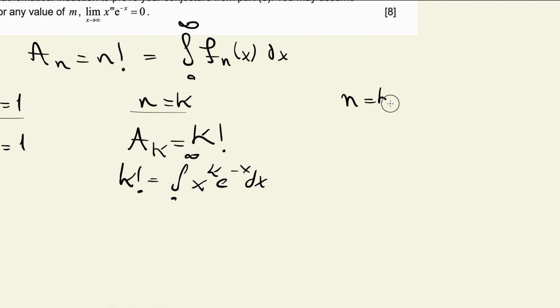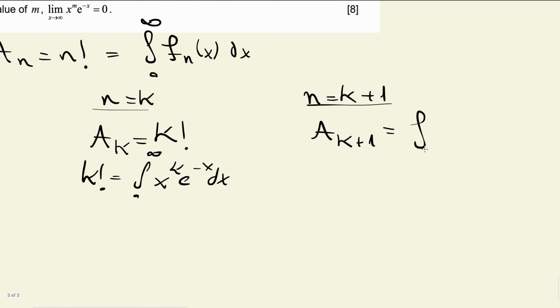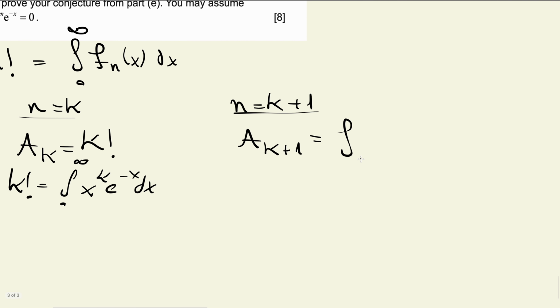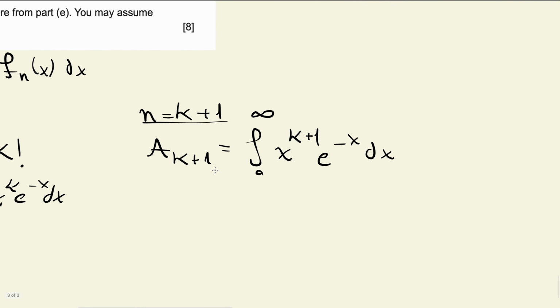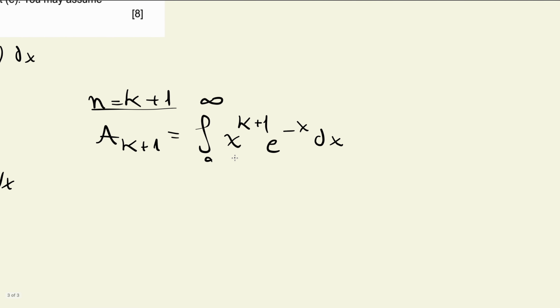Now when n equals k plus 1, it's going to be a k plus 1, the integral of, sorry, give me a second, let my mind load. So the integral of x to the power of k plus 1 e to the power of negative x dx, right? And so now it should be pretty obvious.